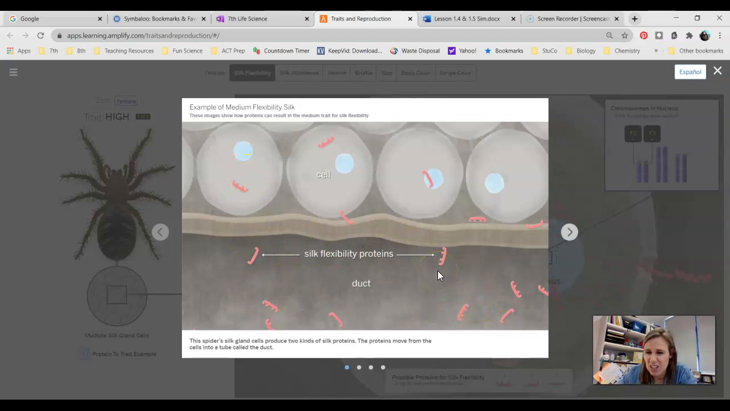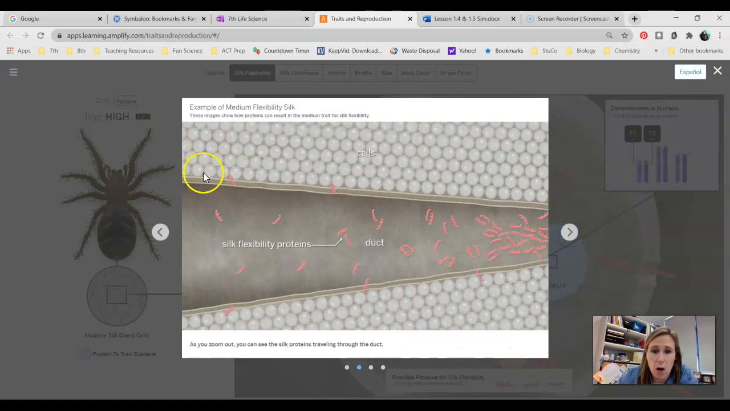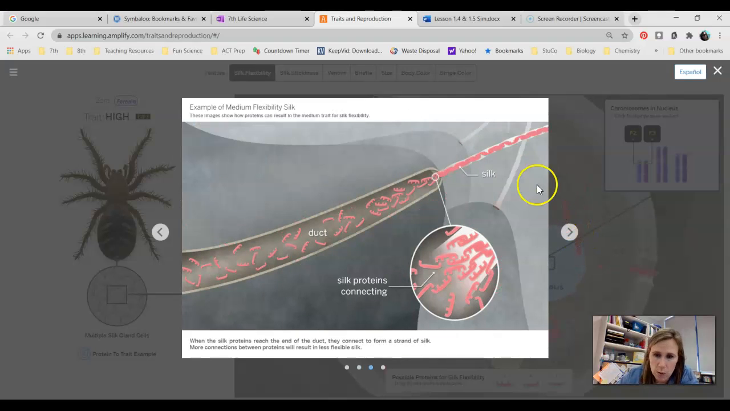A duct is basically like a channel or a roadway inside of our body, or in this case, inside of the spider's body. So the cells produce those, they secrete them into the duct, and then all those proteins out of all these millions of cells go into the duct and start going towards the end of the spider, which we call the spinneret. Okay, so you guys can see how these proteins are starting to kind of almost zip together. So you can see how there's little notches, and they're kind of fitting in there together to form silk.